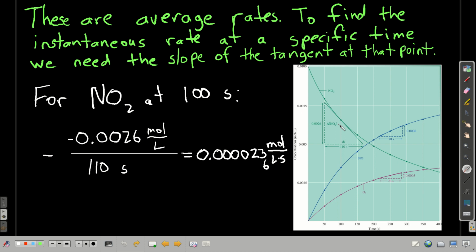So if we want the instantaneous rate, we need the slope of the tangent line. If we want an average rate, then we can just put in the change in the concentration over the change in the time over that range.